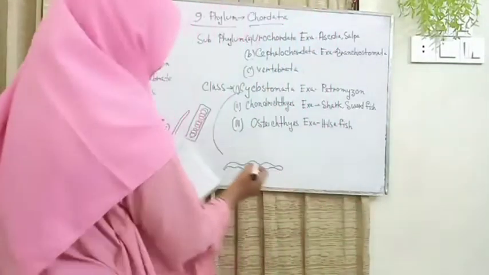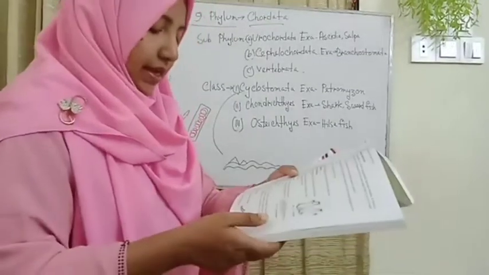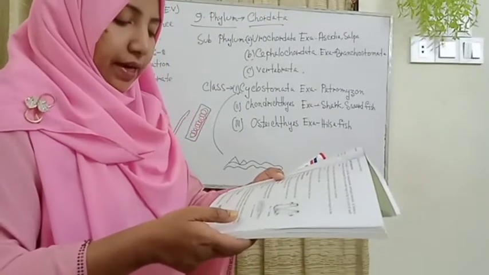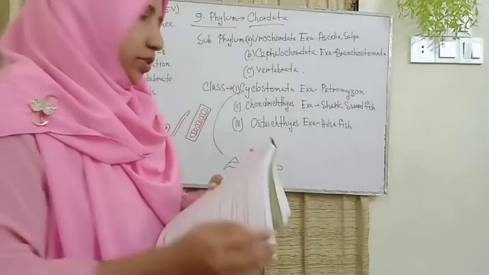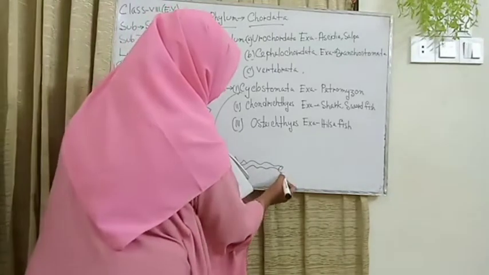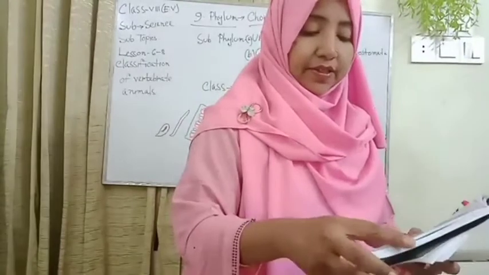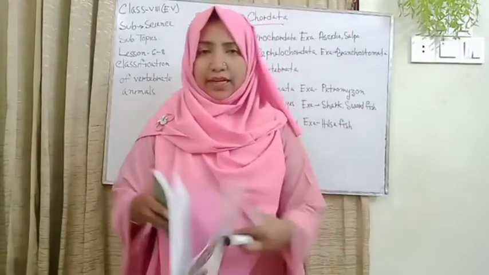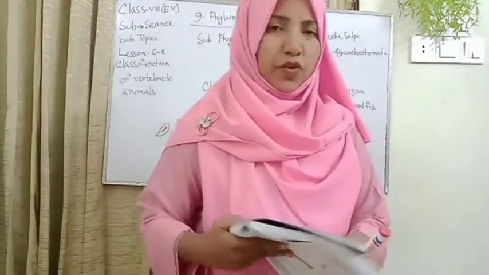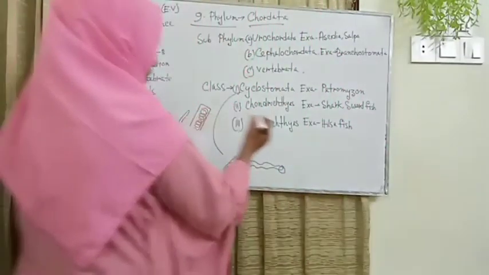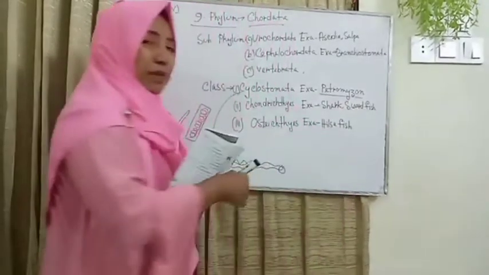Basically their structure looks like a fish, fish-like in form. True jaws and paired appendages are absent. That means the mouth has no true jaws, and the appendages are absent. Again, please everyone turn the page. Respiration is by gills. Example, Petromyzon, the first example.